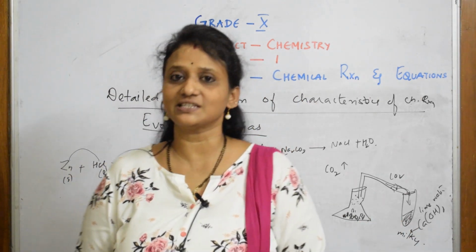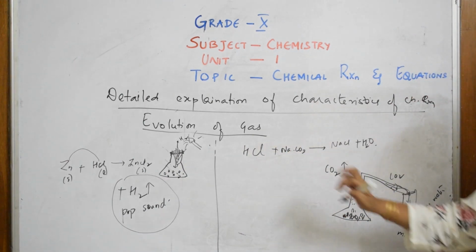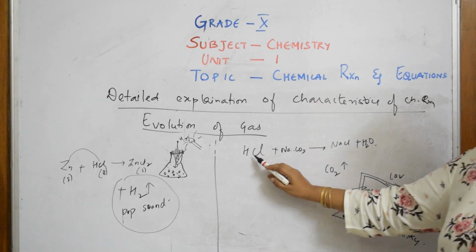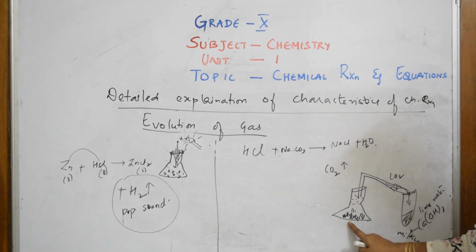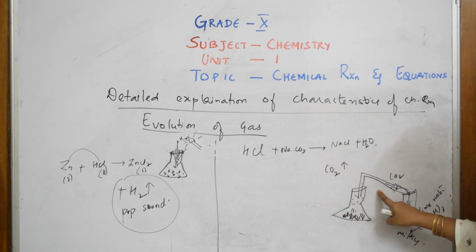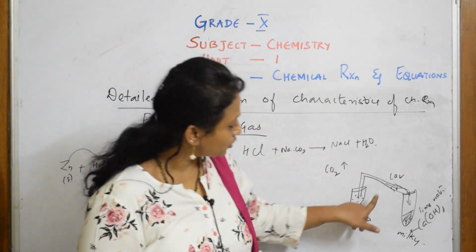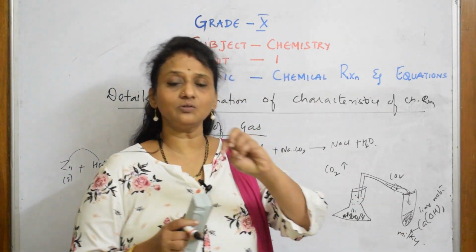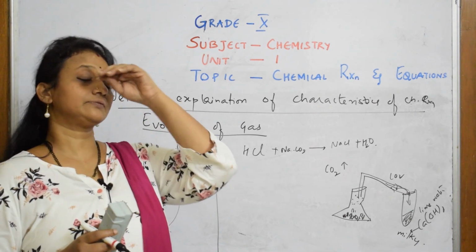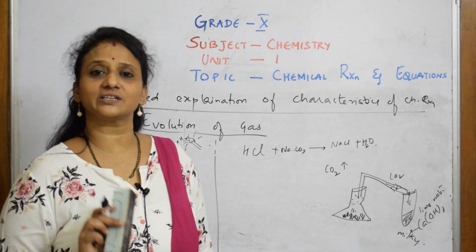What is this reaction? We'll see that also. First, I have taken an acid and I added it to sodium carbonate. Then I got sodium chloride, water droplets, and carbon dioxide, which is evolved. I have taken that and allowed it through a delivery tube to enter into lime water. So how did I prove carbon dioxide gas is evolved? Because lime water has turned milky. It proved that carbon dioxide gas is evolved.